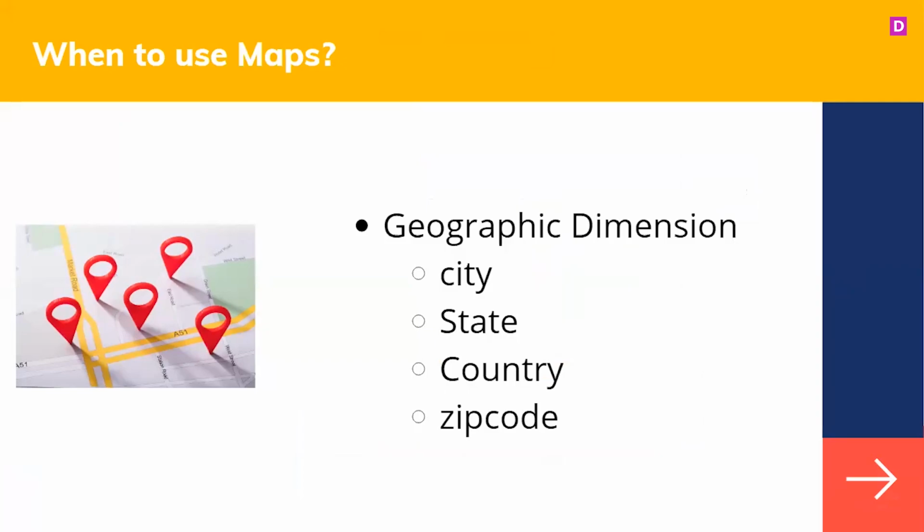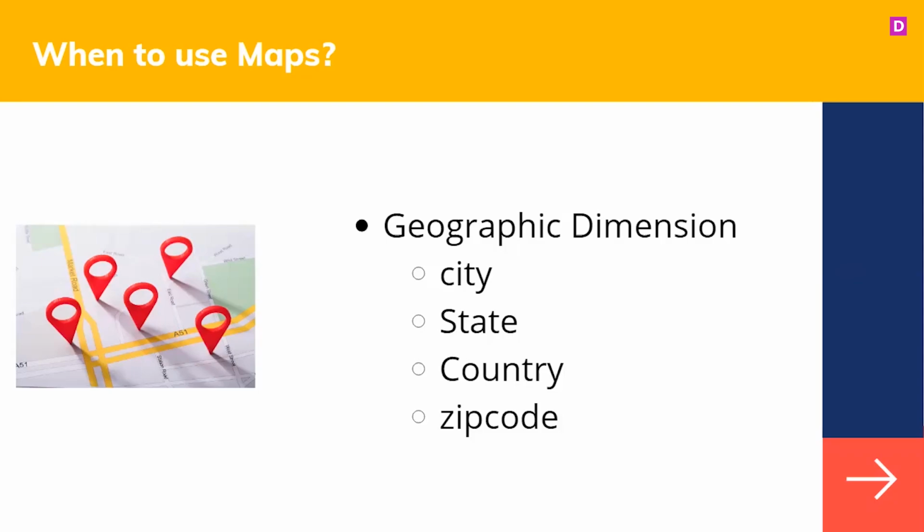The next step was what happens internally once I assign a particular field as a geographic dimension. It is converted to its corresponding latitude and longitude. We understood what happens internally. These are the basic underlying concepts you need to know if you are going to work with a map in Tableau.